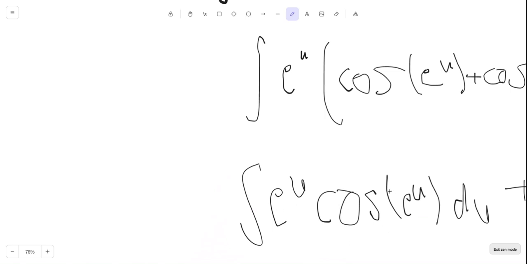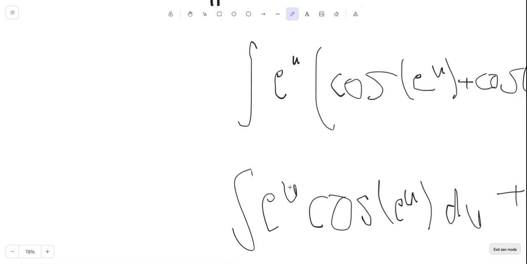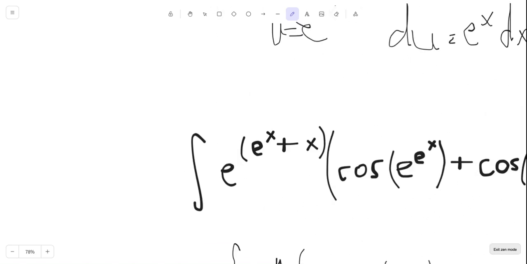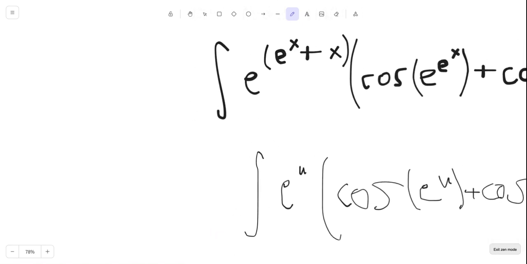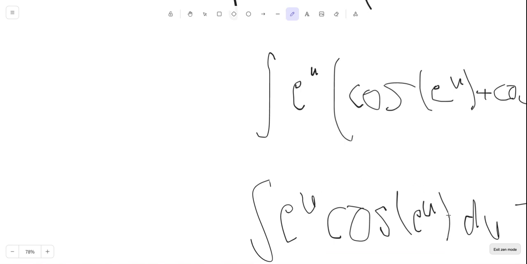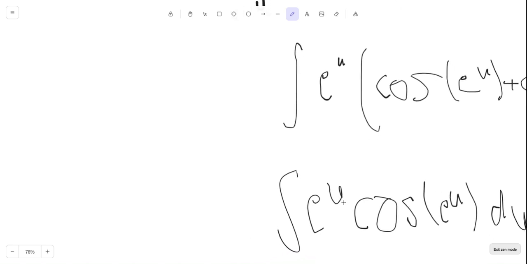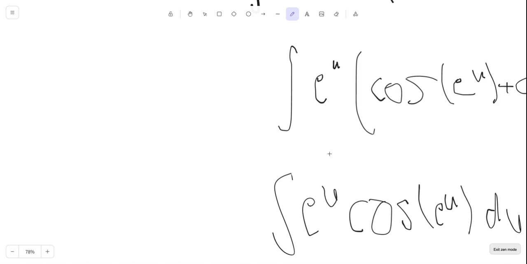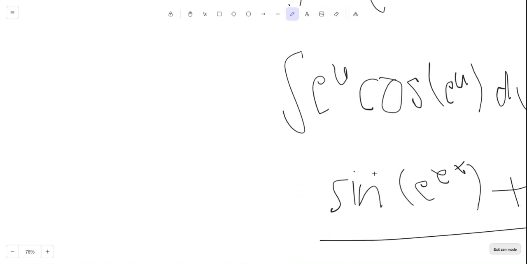And the integral on the left, this looks like you would substitute something into it. If we let v equal e to the u, using the same substitution, then we would get e to the u du equals dv. Then the integral of cosine of v dv is sine of v, and since v is e to the u and u is e to the x, sine of v is sine of e to the x.